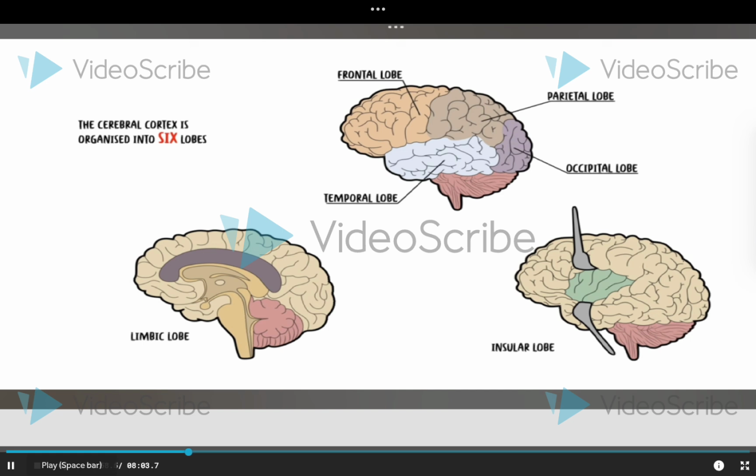Insular lobe, located hidden deep inside the lateral sulcus between the temporal and frontal lobe. Function is about consciousness, self-awareness, perception of taste, and emotion regulation. Often this part of the brain is called the fifth lobe because it's less visible but highly important.